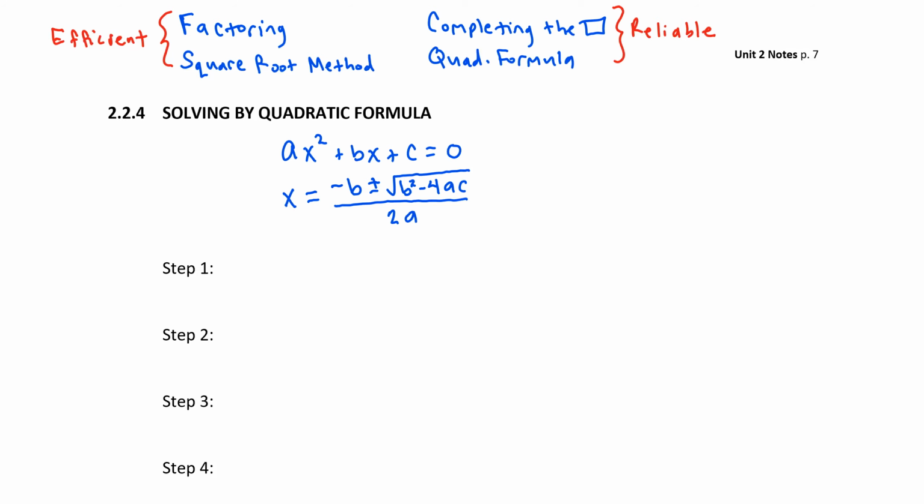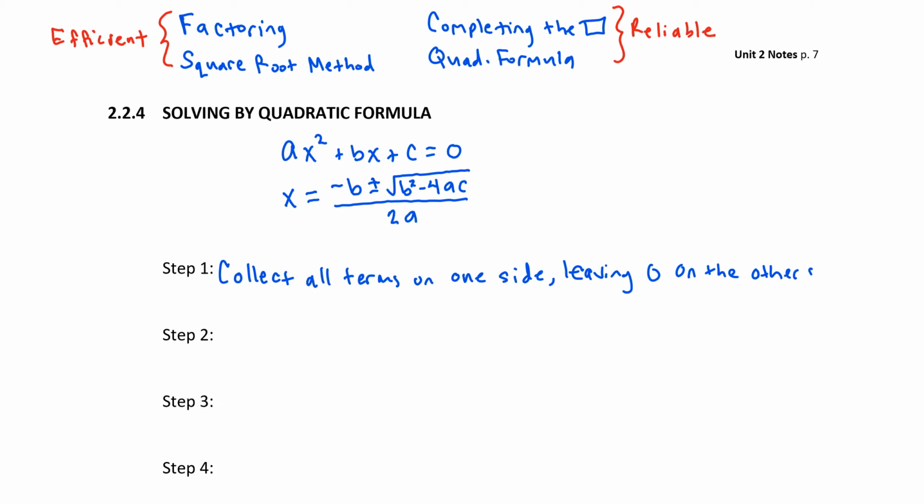So to solve by quadratic formula, step one, collect all terms on one side, leaving zero on the other side. Now remember, we did that with the factoring method as well. So for the quadratic formula and the factoring method, we want it equal to zero. That's not true for the square root method or completing the square.